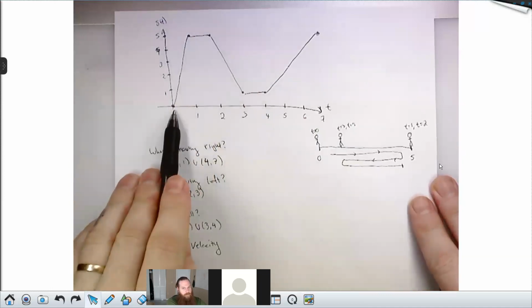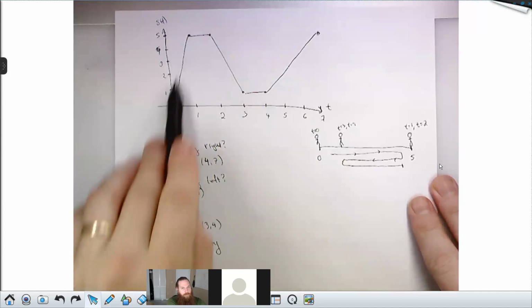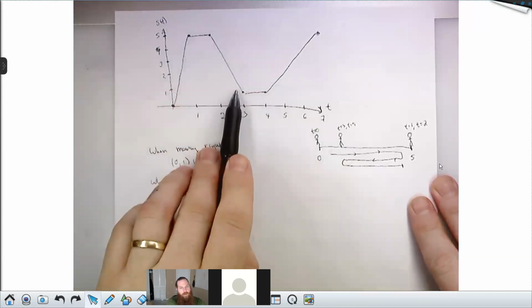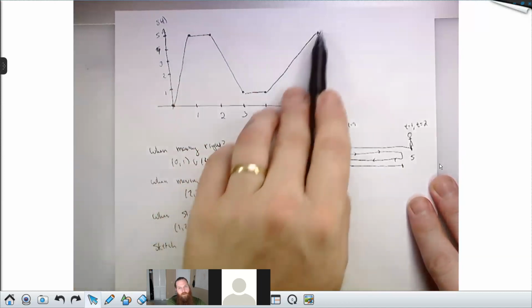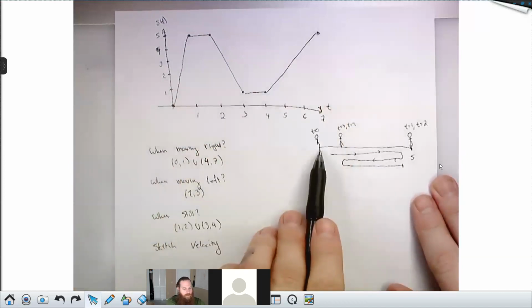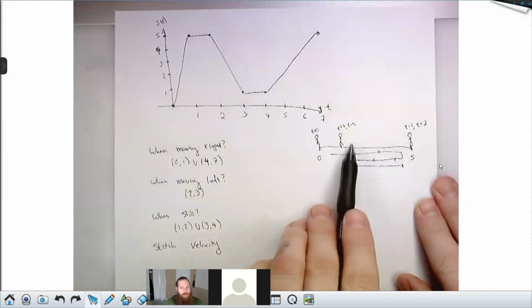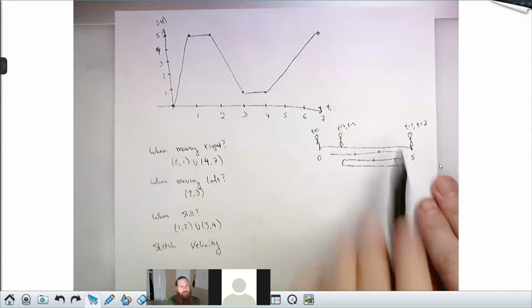I start at 0, I move up to 5, I sit there for a second, I move back to 1, I sit there for a second, I move back out to 5. Or I start here, I run out to here, I sit here for a second, I run back to here, I sit here for a second, I kind of walk back to here.